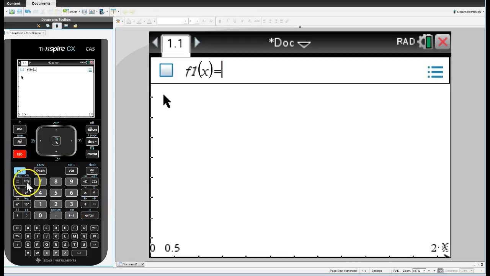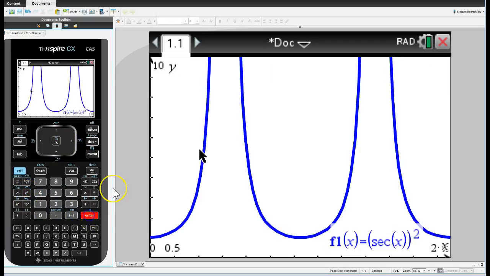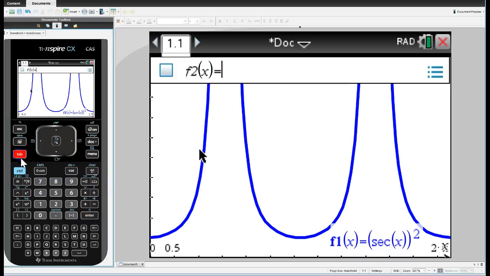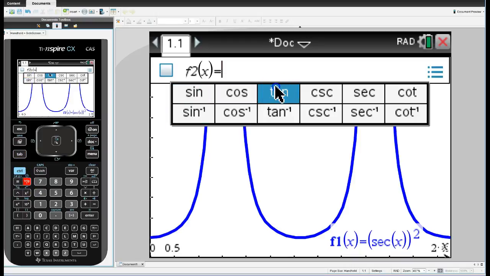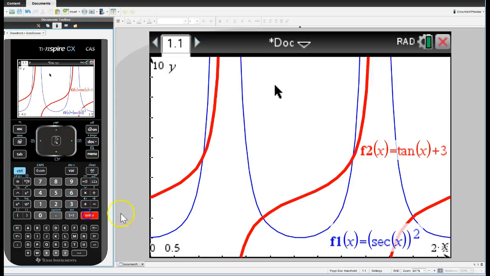So let's go ahead and graph secant squared. So we got secant x, and we want to square that. So there's the graph of secant x squared. Now I got to do tan x plus 3. So I'm going to graph tan x plus 3. Okay, so there we have our solution, and let's take a look at this. We have one point of intersection there, a second, a third, and a fourth. We should have 4 solutions when I look at this interval.